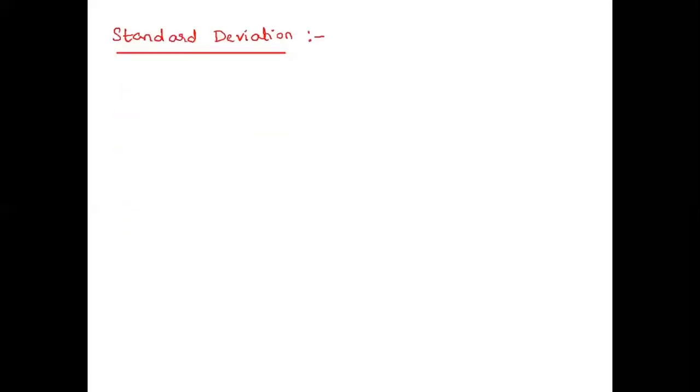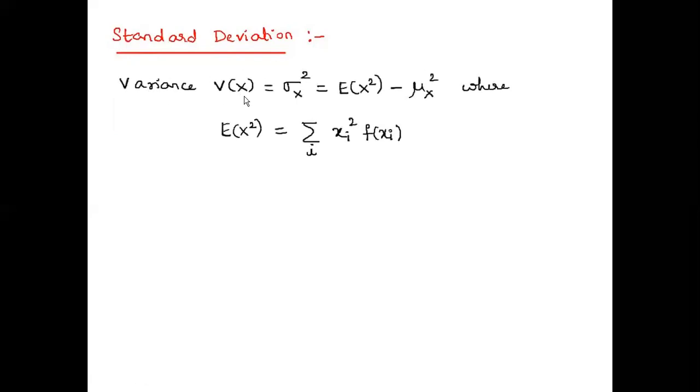Now we will note down the formula for standard deviation. We know that the variance V of x is given by sigma x square, and that is in turn equal to E of x square minus mu x square, where E of x square is summation over i of xi square into f of xi. This product is being summed up, which gives us E of x square, the expectation of x square, and substituting that here and substituting the mu x value, we can obtain sigma x square, the variance.